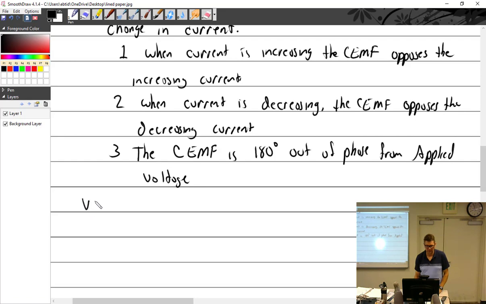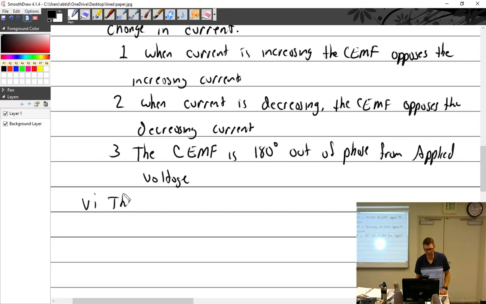And not to the applied current. What's that? And not to the applied current. What do you mean? 180 degrees out of... Because everything above is when you're talking about current change. Yeah. Okay. Not sure I followed. Okay. Sorry.